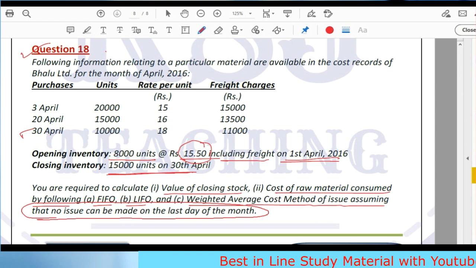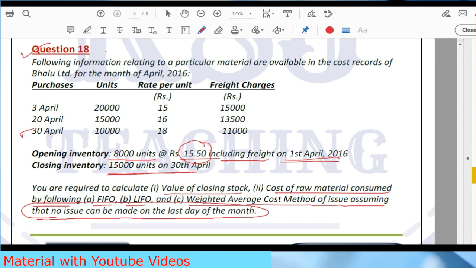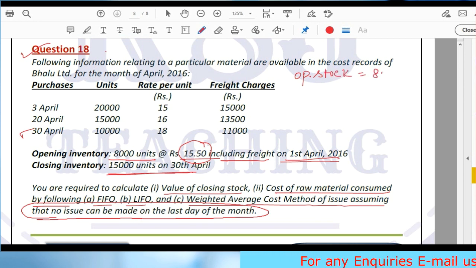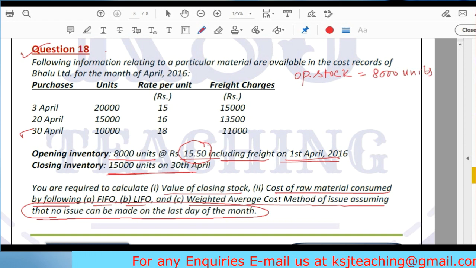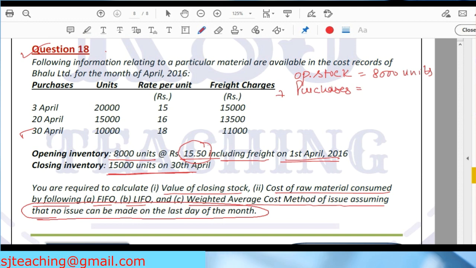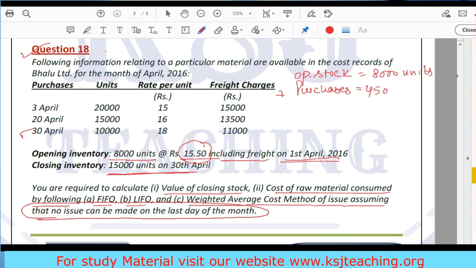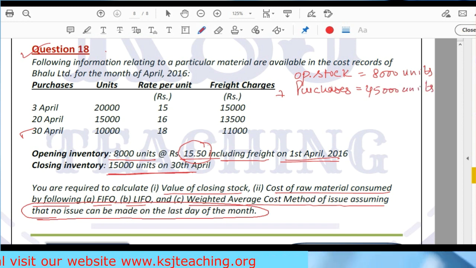First, tell me what is the raw material that has been consumed. Can you tell me the units of the raw material that has been consumed? Sir, what is the opening stock? Okay, I'll see. What is the opening stock? Opening stock is 8,000 units. Right? What are the purchases? 20,000 plus 15,000, 35,000 plus 10,000, 45,000. Any doubts? Right? 45,000 units.